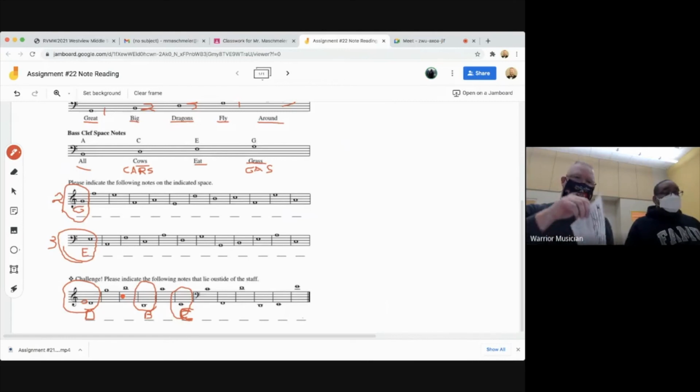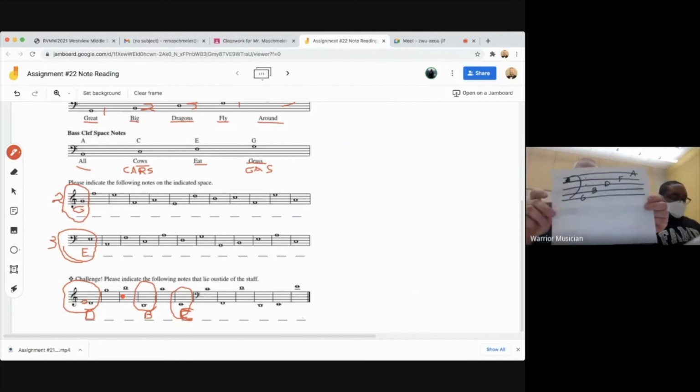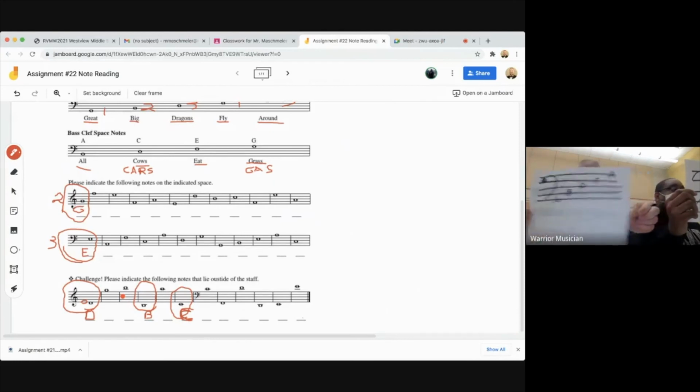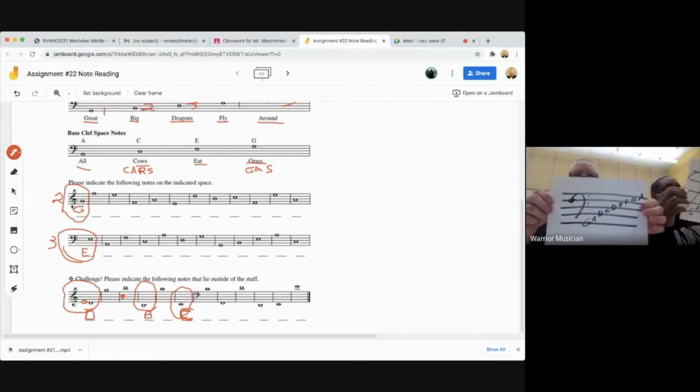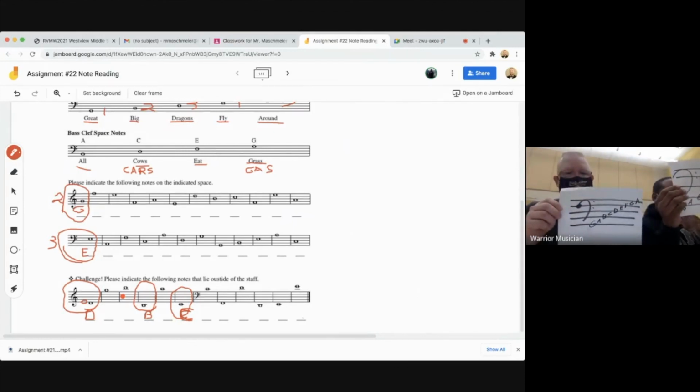So then we do the same thing for bass clef. We'll start with this one right here. You see that it's Good Boys Do Fine Always, or Great Big Dragons Fly Around. But if you add the spaces in there, you do the alphabet again: G, A, B, C, D, E, F, G, A. So you do the same process for the bass clef as we showed you for the treble clef.